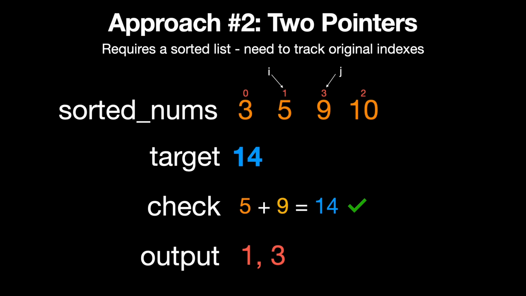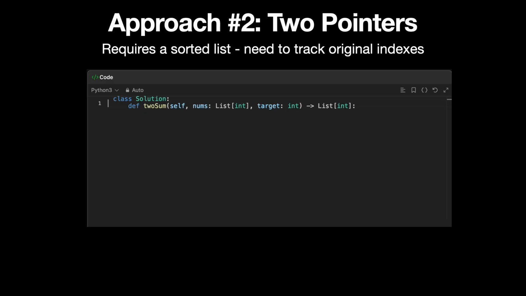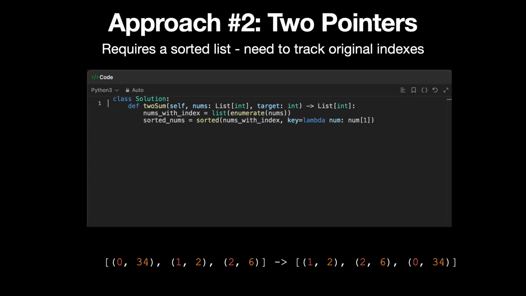Let's code that up. Firstly, we need to keep track of the original index values. We can use enumerate to convert a sequence of values into a sequence of index value tuples. Then immediately convert that iterable sequence back into a list. Then we sort this list. The sorted function accepts a key argument, which is a function used to fetch the value to sort with. Here we're extracting the value at position 1 of the tuple.